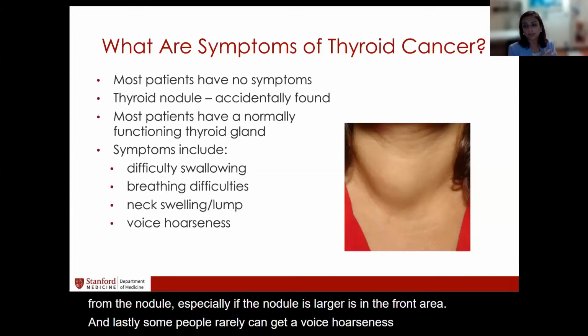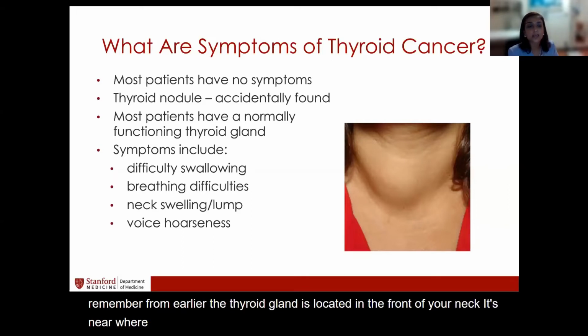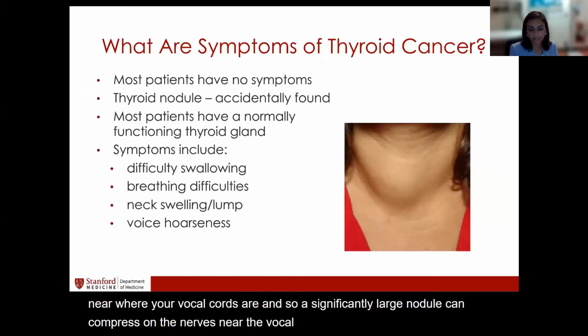As you remember from earlier, the thyroid gland is located in the front of your neck. It's near where your vocal cords are. And so a significantly large nodule can compress on the nerves near the vocal cords and cause a change in your voice as well.